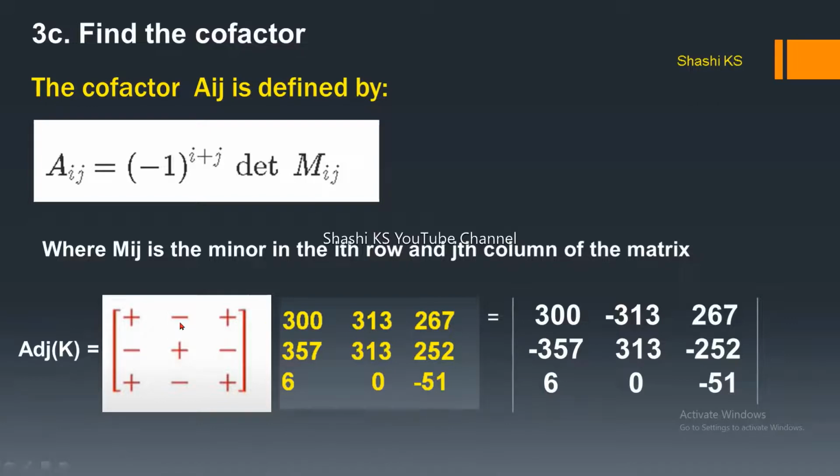Since we have a minus in the second column, 313 becomes -313. We have a minus in the second row, first column, and in the second row, third column, we have a minus. So 357 and 252 becomes -357 and -252. So finally, we get this matrix. This is our final adjoint matrix for the key K. So this is how you calculate the adjoint matrix.